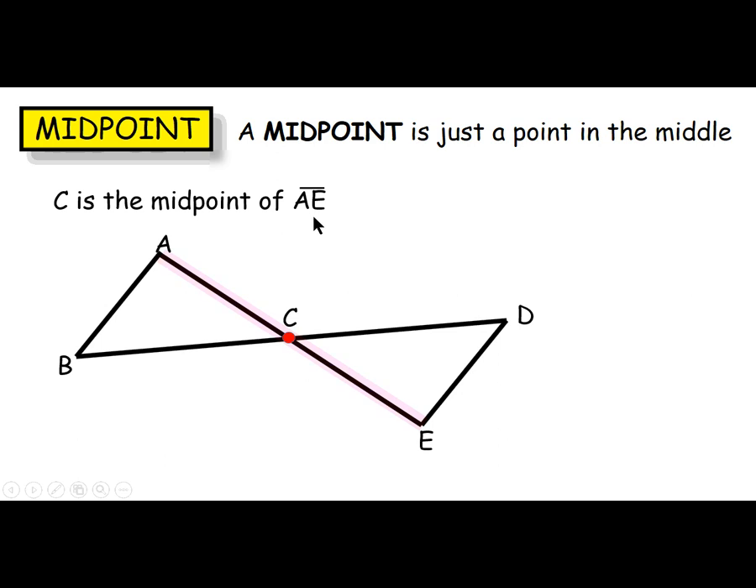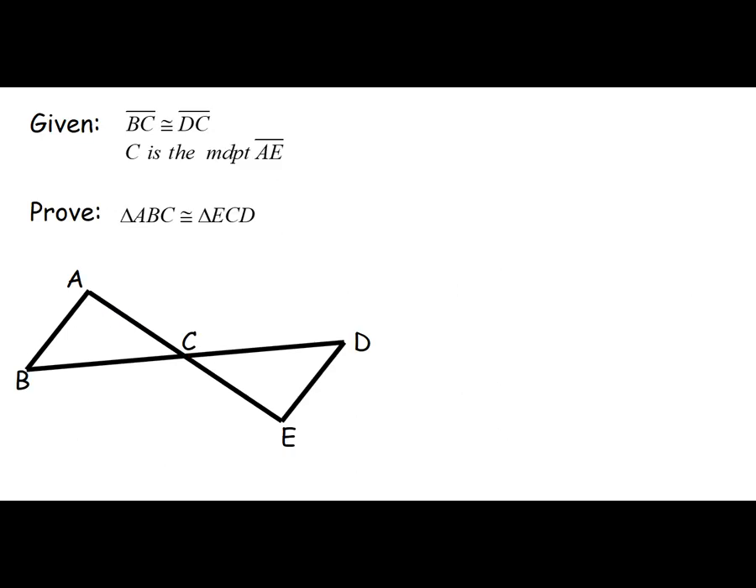In this case, segment AE is this segment. So this segment is cut in half by point C. That means the distance from segment AC and the distance to EC have to be the same. As it shows up in proofs, we'd have a proof, and this is the same picture. We're going to prove these two triangles are congruent using the midpoint.